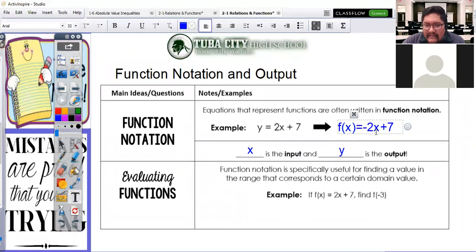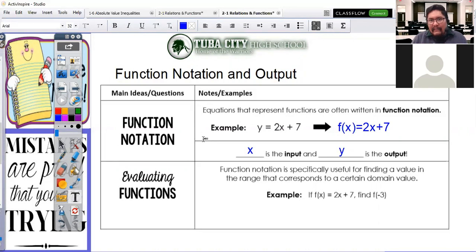I noticed that there's a little negative here. That negative's not supposed to be there because it wasn't there before. But again, everything should be the same. The only thing that's different is that y has been replaced with f of x. So why would you want to do this? Why does y seem to work out okay? Why do we need f of x?